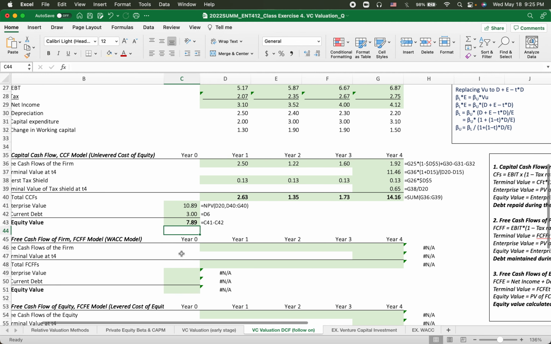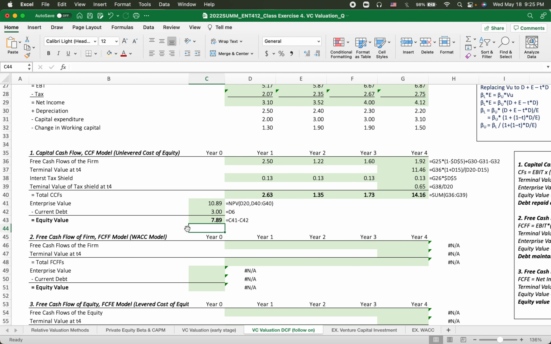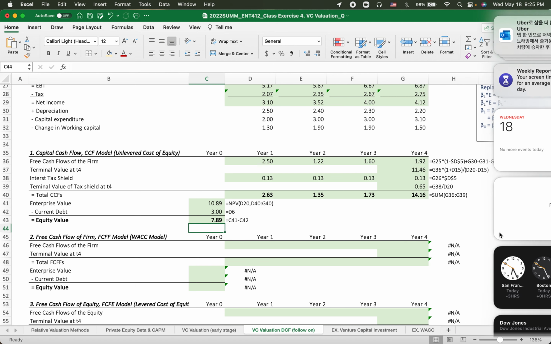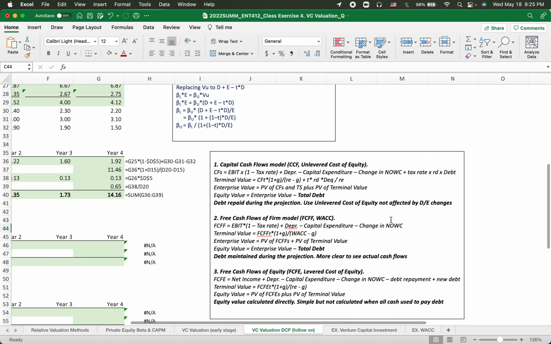Okay, let's move to the CCF model. Why do we use the unlevered cost of equity? It is based on the assumption that the debt amount is repaid during the projections, or in the future, right? In this case, the unlevered cost of equity is not affected by the debt to equity changes. So we use this unlevered cost of equity.